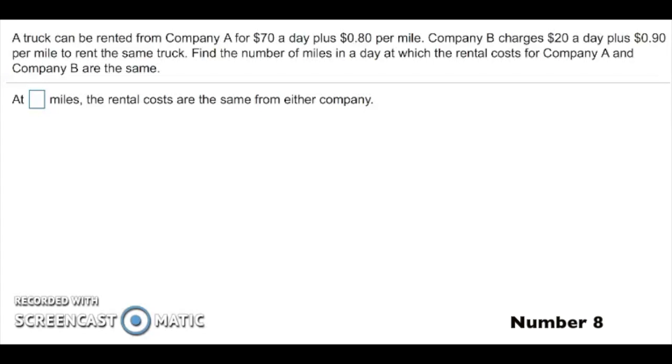A truck can be rented from Company A for $70 a day plus 80 cents per mile. Company B charges $20 a day plus 90 cents per mile to rent the same truck. Find the number of miles in a day at which the rental costs for Company A and Company B are the same. The first thing we need to do is see what we're looking for.